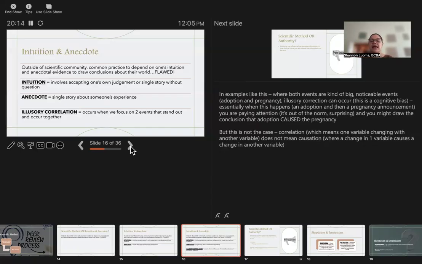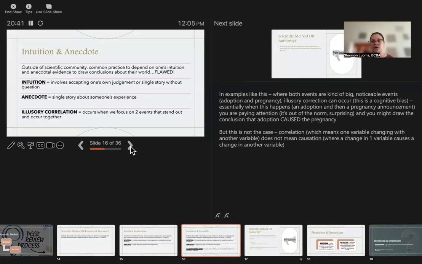So what we would be saying, if the adoption and pregnancy was causation, we would say adopting a child causes you to become pregnant. We know that that's not true, right? These are just correlational variables that happen to move sometimes at the same time. Not all couples get pregnant after they've adopted. Some do, right? So this is a correlation. This is not a causation.